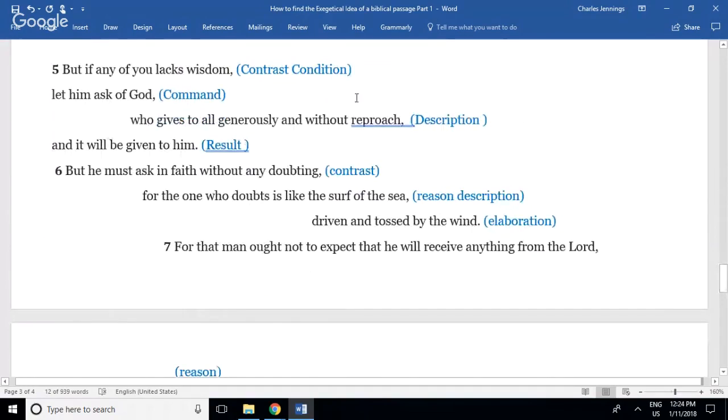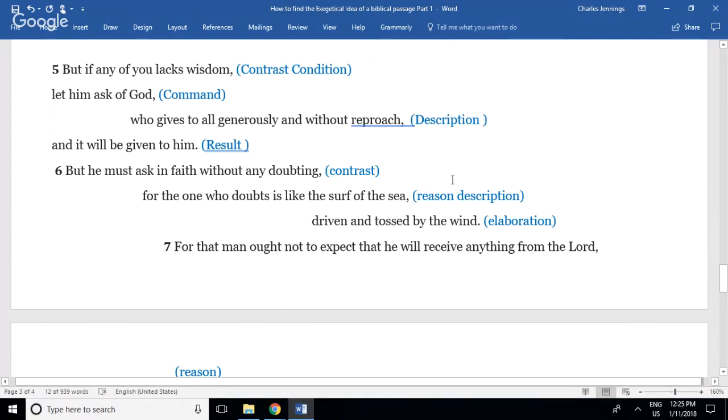Now, whereas before, when we were writing line upon line, we were writing out more than one word, here the goal is that we're just writing one word or maybe two words that describe how the passage is functioning, or how part of that passage is functioning. So right here we have, but if any of you lacks wisdom, so we have a contrast with the but, and then we have an if, so that's a condition. Let him ask of God, that's a command. Who, so this is a description of God, gives to all generously and without reproach, and it will be given to him. So that's the result.